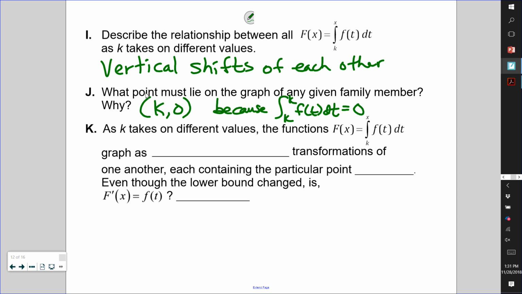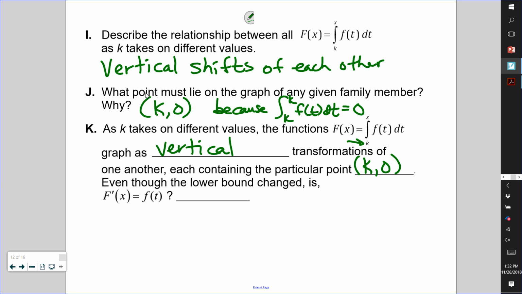Okay, so in general, organizing all this: as k takes on different values, where k again is this part right here, the graph is, they're vertical transformations of one another, each containing the particular point k, 0, so whatever that bottom number is.